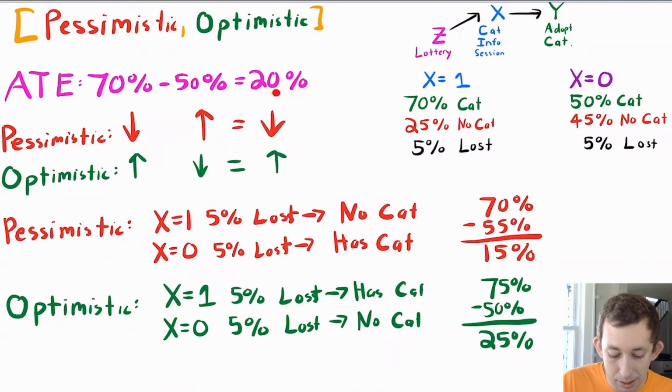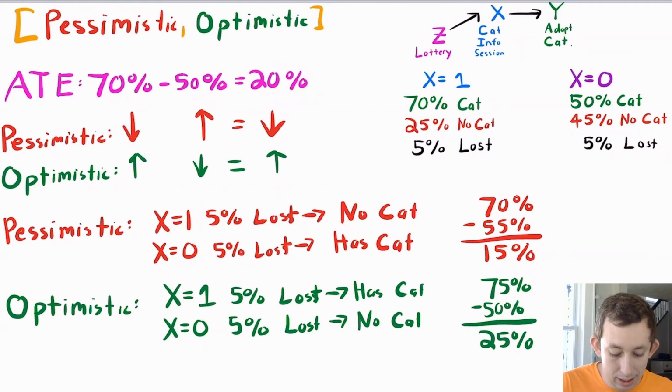How can we make this number as low as possible? Well, we make this 70% as low as possible, and we make this 50% as high as possible. That is going to bring down our average treatment effect. How can we make this average treatment effect as large as possible? We make this 70% as big as possible and this 50% as small as possible, and that'll make this number as big as possible. Notice that in each of these groups, we have this 5%, so we can assume different things about the 5% in each group to make this number bigger or smaller, as big or small as we want.